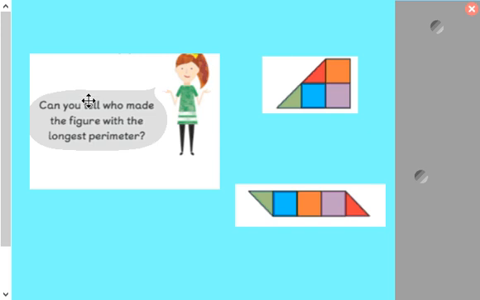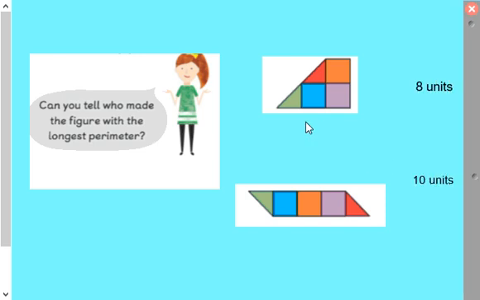Which one of these 2 shapes had the longest perimeter? Press pause while you're thinking and press play when you're ready to resume. Okay, so we can see here that if we were to rotate this into this place here, the perimeter of the shape would be 8 units. This one here, if we move it to here, the perimeter of the shape would be 10 units. So this shape here would have the largest perimeter.